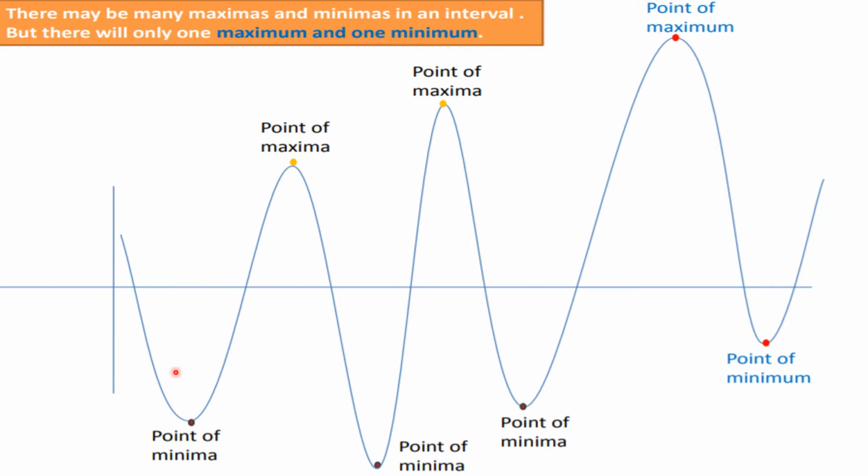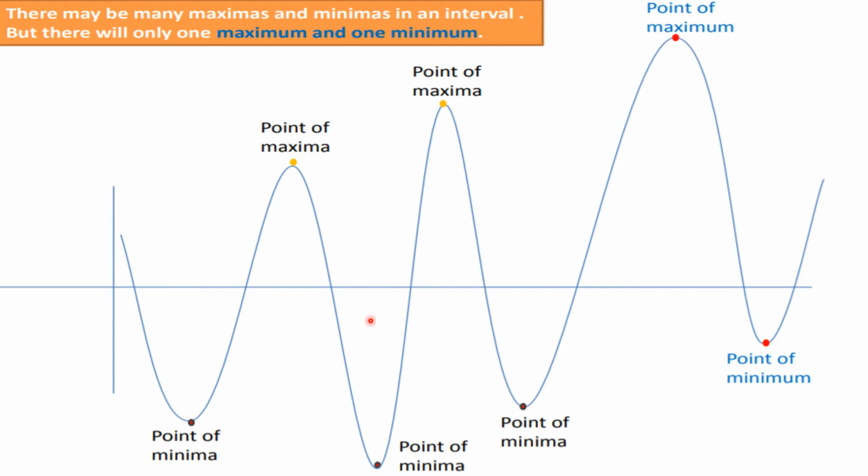See here, at this point f has a local minimum. At this point f has a local maximum. At this point a local minimum. At this point a local maximum. And at this point a local minimum. At this point a local maximum. At this point a local minimum. Understood these points, my children?